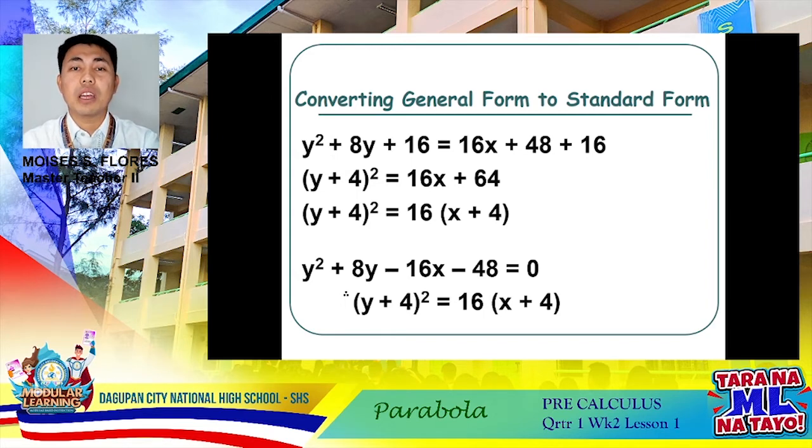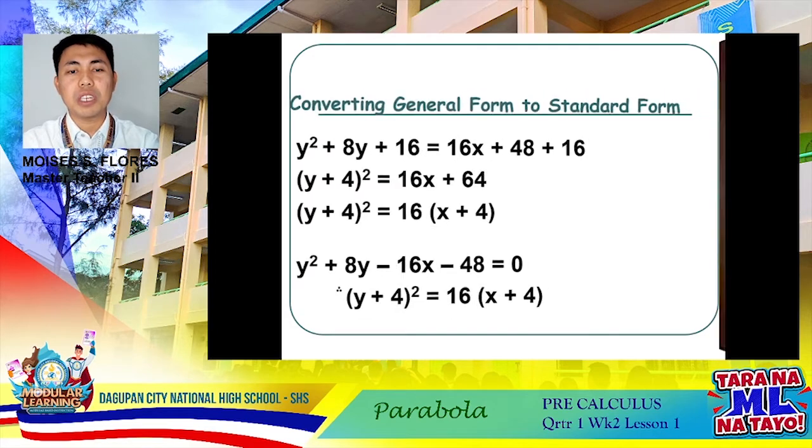So again, when we convert general form to standard form, we apply completing the square. Then with that completing the square, it's now a perfect square trinomial, and of course we're going to extract the numerical coefficient of your variable on the other side.